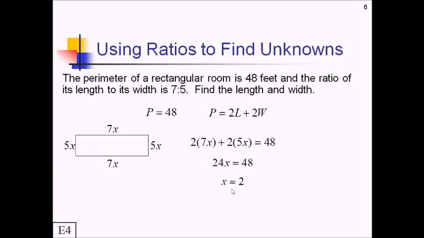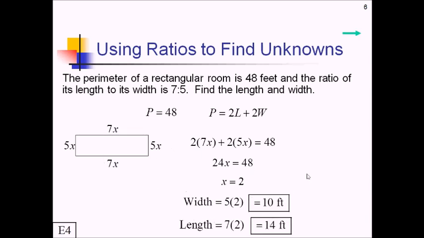But be careful here. We haven't actually answered the question. We need the actual length and width. So for the width, we've got 5 times what we just got for x. That'll be 10. What are our units here? Oh, feet. So 10 feet. And then our length will be 7 times 2 for 14 feet. And you can always double check this. If we add 10, 10, 14, and 14 together, that's 20 plus 28 gives us a perimeter of 48 feet.